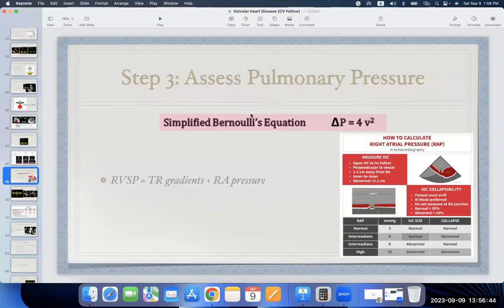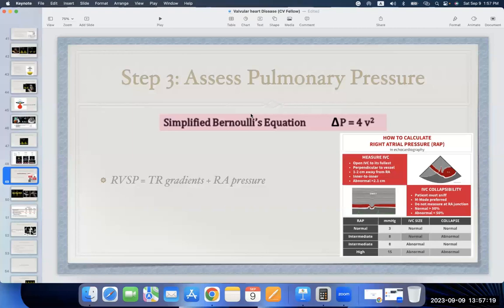The third step, we said you measure the mitral valve area, you measure the mean pressure gradient across the mitral valve, and then you also have to assess the pulmonary pressure. The way that we assess the pulmonary pressure is by using the simplified Bernoulli equation, which is that you measure the tricuspid regurgitation TR velocity, and you square it, multiply it by 4, and you get the gradient. This is the gradient across the TR. And then you add the RA pressure to it, and then you get the RV systolic pressure.